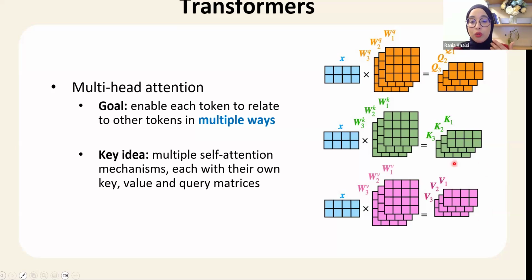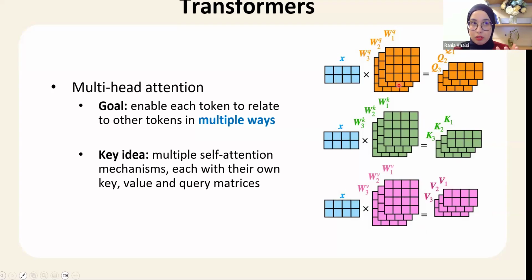So the goal is to allow each token to relate to other tokens in multiple ways at the same time. This is mainly achieved through multiple self-attention, and this mechanism operates in parallel. So this is known as multi-head attention.